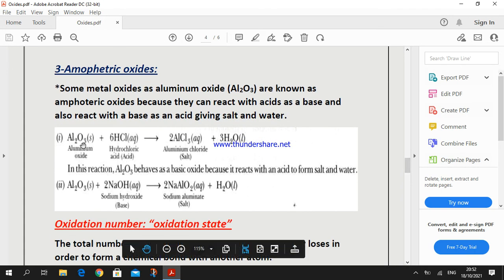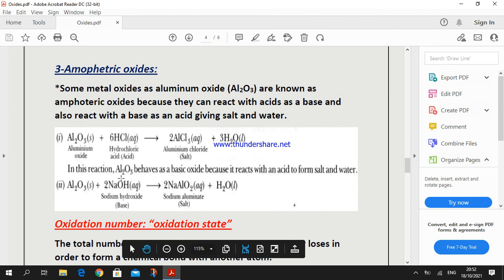Aluminium oxide reacts with hydrochloric acid, okay? So aluminium oxide reacts with acid. So in this case, aluminium oxide acts as a base and gives us aluminium chloride, which is a salt, and water. Okay, gives us salt and water.